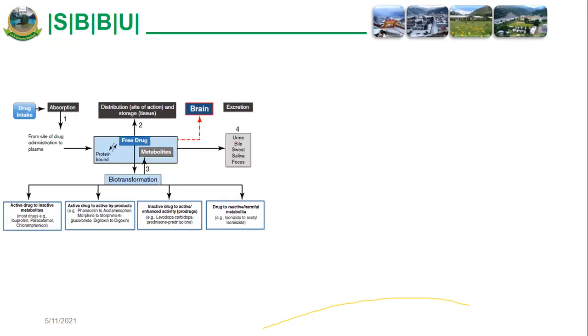And from here, let me hope it will be a little clearer. Drug intake, absorption. So from the site of drug administration to the plasma, there is distribution, site of action, storage in tissue. Maybe the drug goes to the brain, then excretion, free drug, protein bound drug. Again, this is the whole story of systemic pharmacology. Biotransformation may occur, and you can see, okay, remember these points.